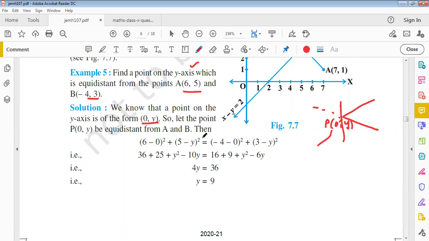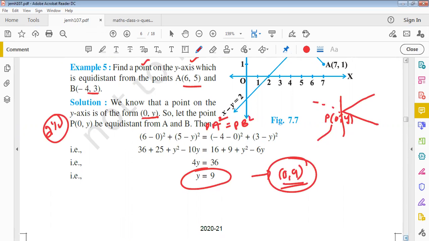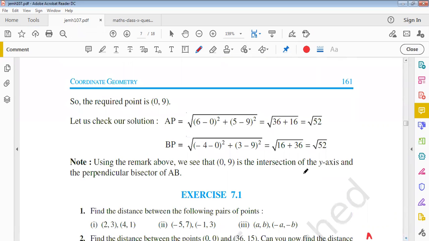So take PA equal to PB, and squaring on both sides, PA square is equal to PB square. Apply the concept and y is equal to 9. Now the question is to find the point, so the point is (0, 9). If you do not write this, out of 3 marks, half mark is cut and only 2.5 marks will be awarded to you, because the question is to find a point. Even for (0, 9), sometimes they make mistakes.